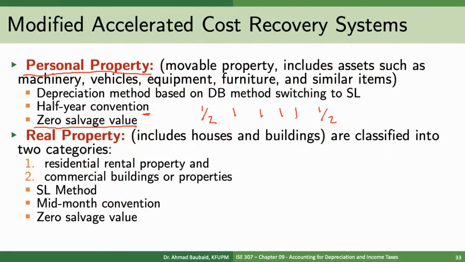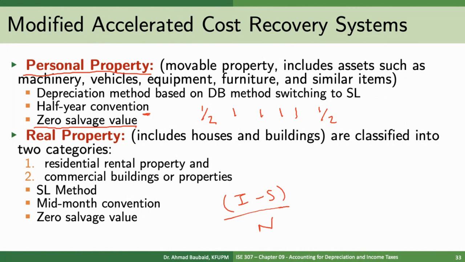What about real property? Well, these are buildings, pretty much. And here, we don't use a table, but it's very easy because we use the straight line approach, which is very easy. As hopefully you remember, the formula looks like this. And this is going to be the same for every year. This is the amount of depreciation in every year. The complicating thing about this is the mid-month convention, which is very similar to the half-year convention.